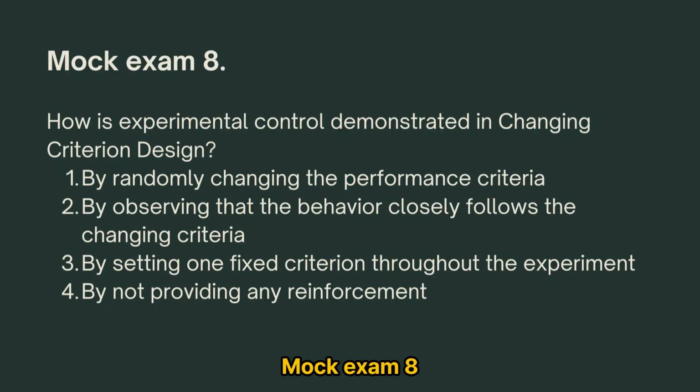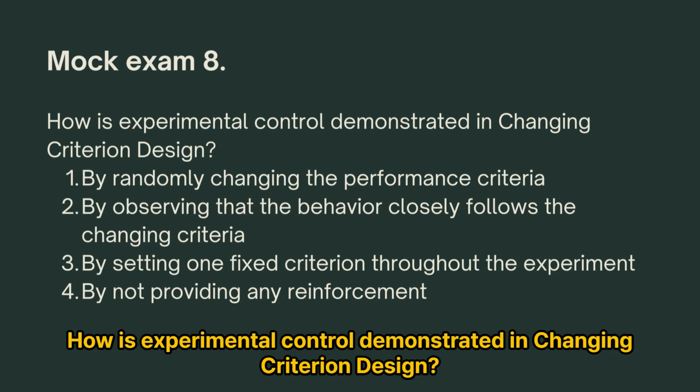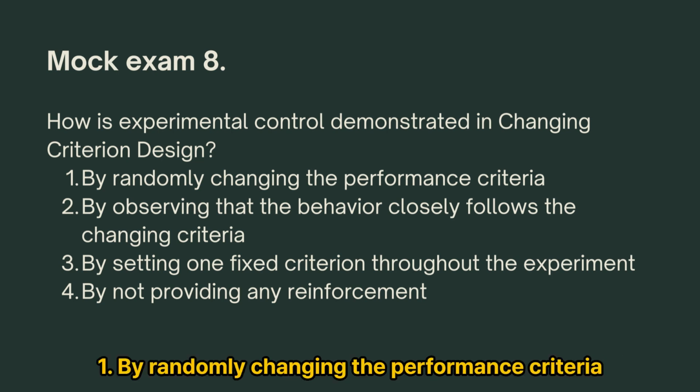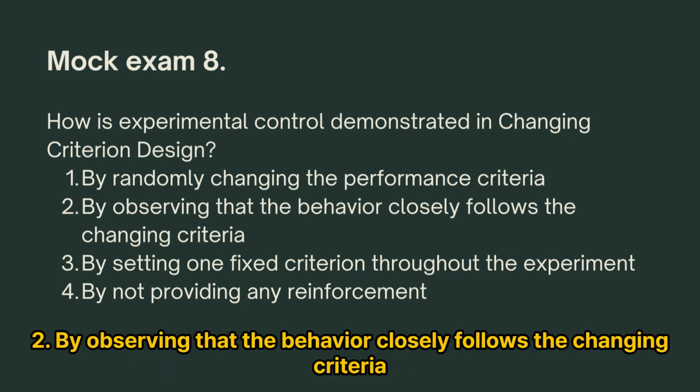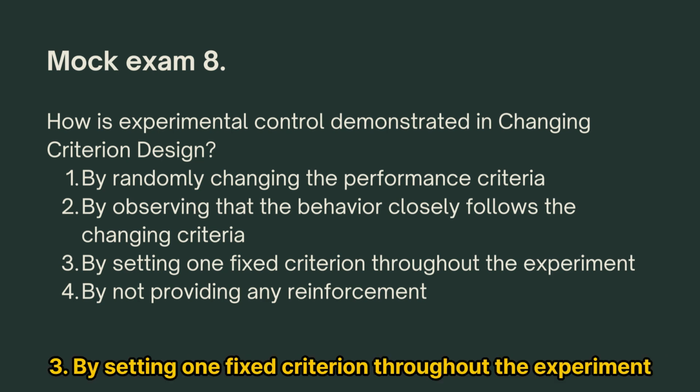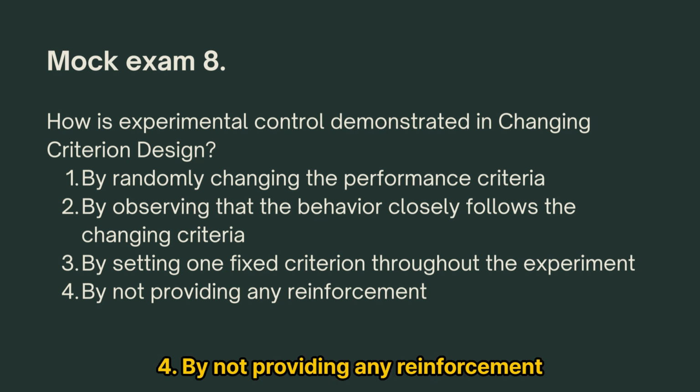Mock Exam 8. How is experimental control demonstrated in changing criterion design? 1. By randomly changing the performance criteria. 2. By observing that the behavior closely follows the changing criteria. 3. By setting one fixed criterion throughout the experiment. 4. By not providing any reinforcement.